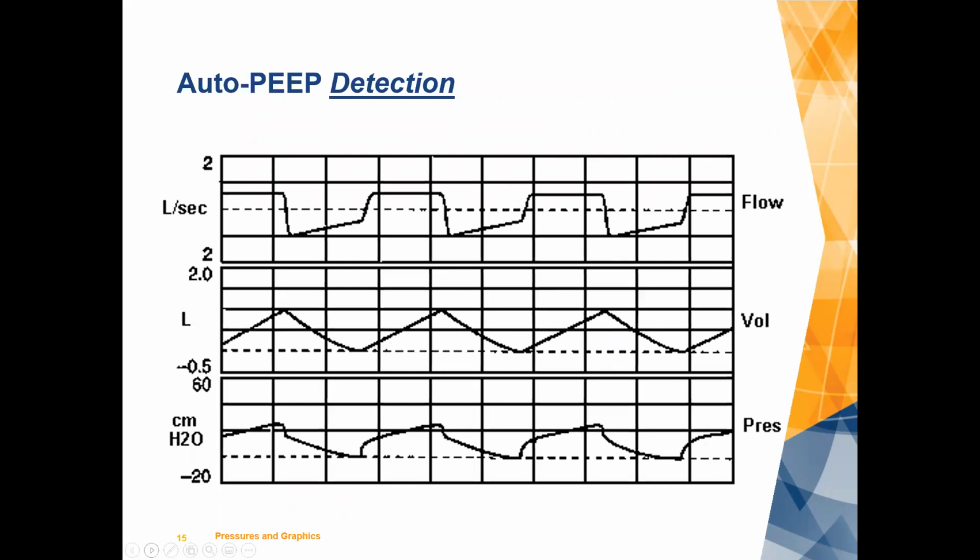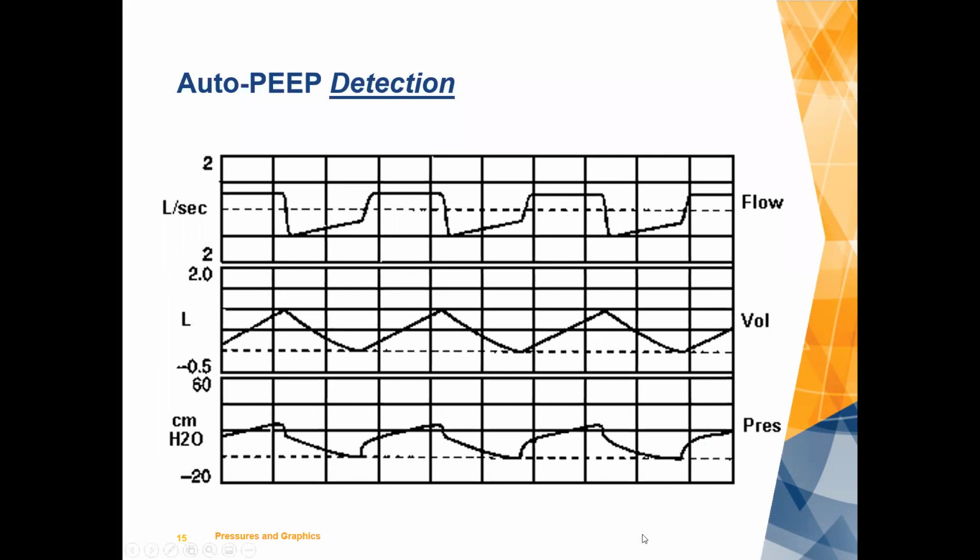Detection of auto-PEEP, probably what's most significant in the top. And so you're seeing flow, okay? And below the dotted line, the top scalar, below the dotted line is actually what's going on as far as the exhalation side of the equation. What it's showing you is that flow has not smoothly returned to baseline, okay? It is not smoothly returned to baseline. So it's actually abruptly, the patient's still exhaling, and it's abruptly going into inspiration.